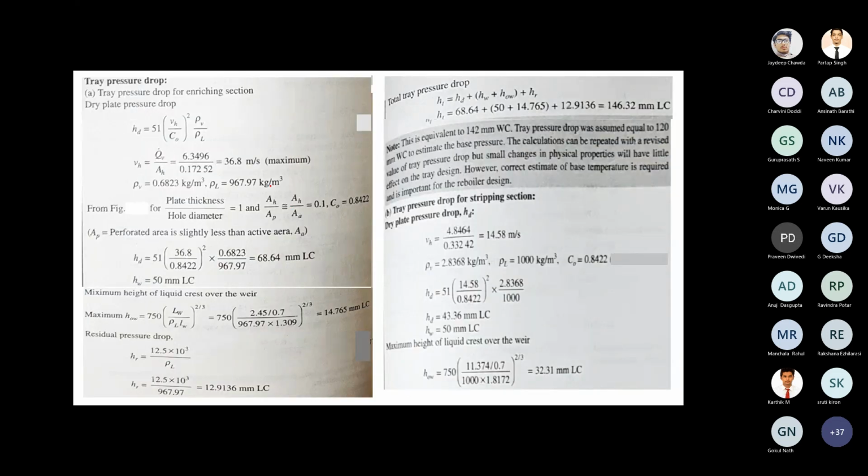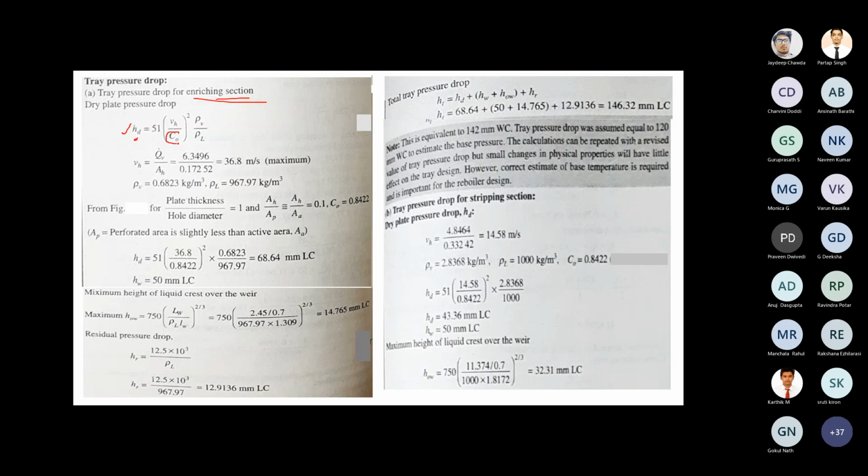Then you have to calculate the pressure drop. For the enriching section you have to calculate the pressure drop. First we have to calculate the dry plate pressure drop. We know that it has 3 components: dry plate pressure drop, then residual pressure drop, and then HW plus HOW. That is the third term. So HD you have to calculate.